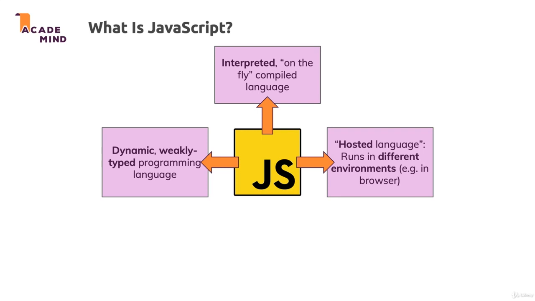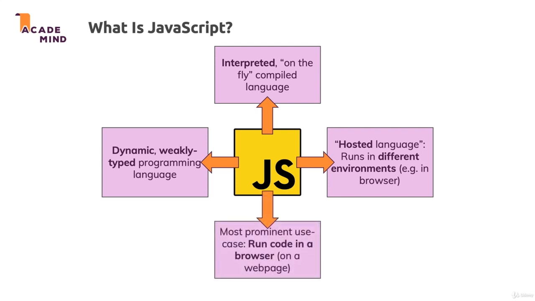And the most prominent use case is the case we just saw. We run code in a browser on a web page to make that more dynamic. So now we understand why we use JavaScript and what it allows us to do. But what do these terms, dynamic, weakly typed, and interpreted, as well as hosted language, mean in detail?